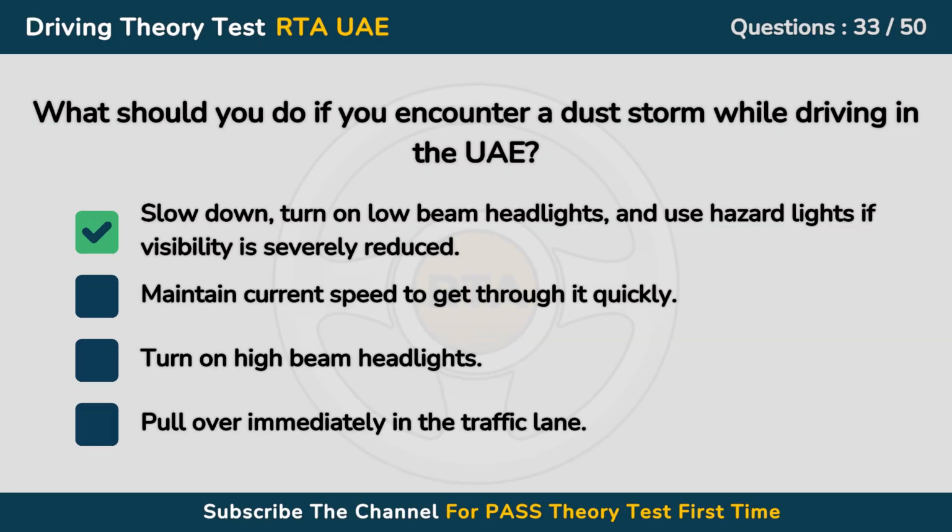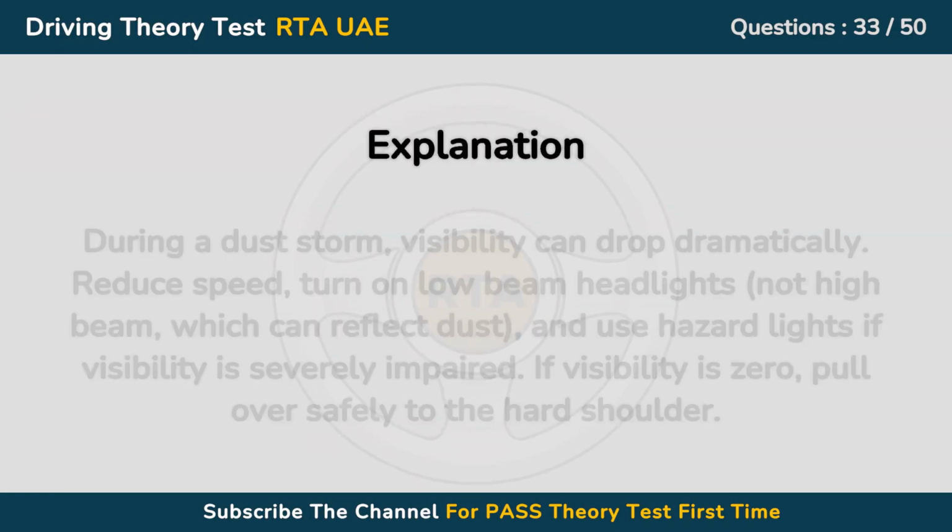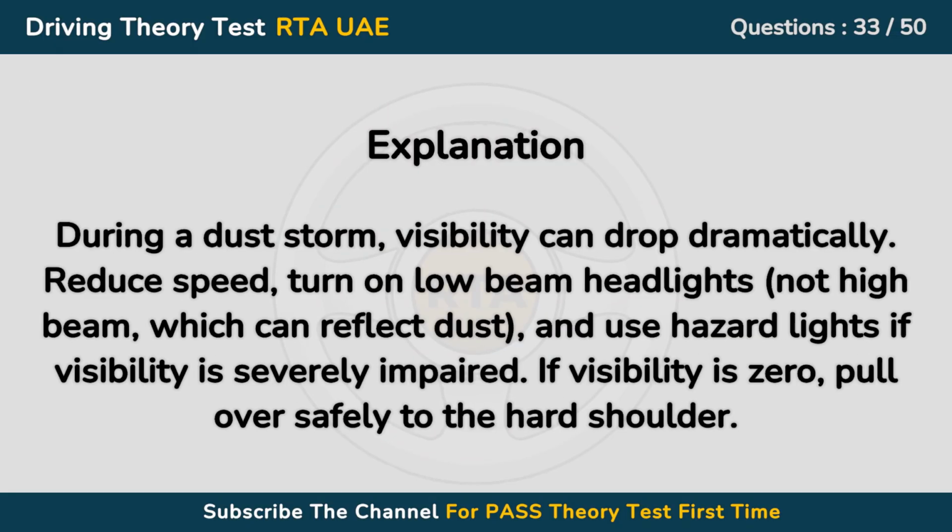Answer is A. Slow down, turn on low beam headlights, and use hazard lights if visibility is severely impaired. During a dust storm, visibility can drop dramatically. Reduce speed, turn on low beam headlights, not high beam, which can reflect dust, and use hazard lights if visibility is severely impaired. If visibility is zero, pull over safely to the hard shoulder.